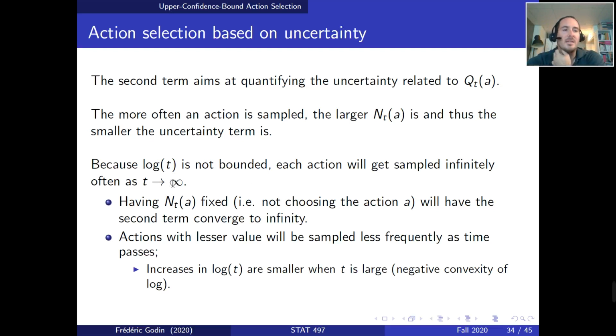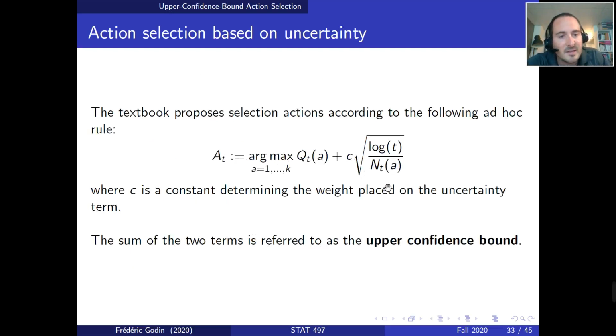Because if that was not the case, so if at some point we stop sampling from some action A, then N_t(A) would be fixed, because not choosing A would keep N_t(A) fixed. And then if we go back one slide, if N_t(A) is fixed but time goes to infinity, then this whole expression converges to infinity. So the upper confidence bound for action A would converge to infinity, and this would entail that eventually action A would be selected again.